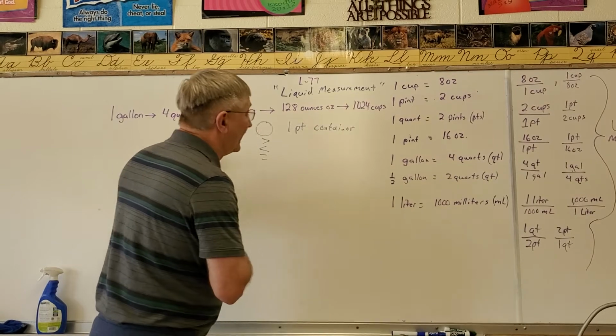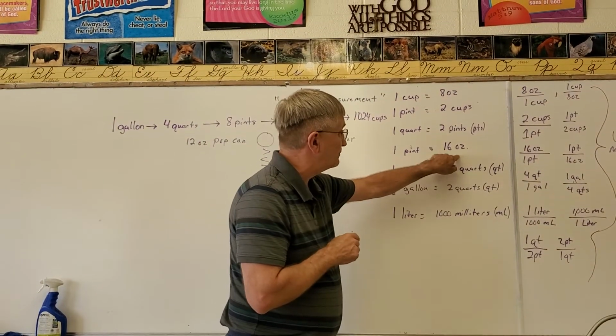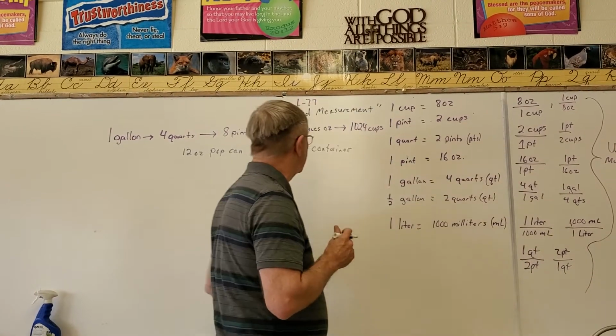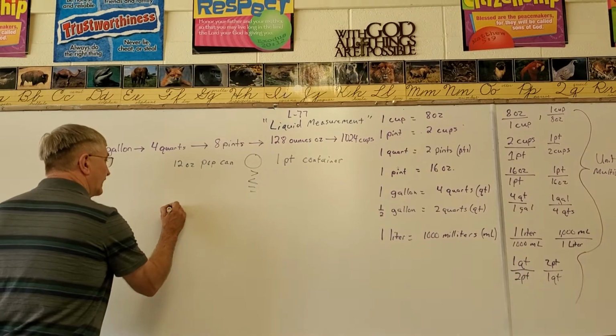So we got to figure out how do we get from ounces to pint. All right, right here, it says 1 pint equals 16 ounces. So doesn't matter which one we choose. We have 12 ounces.